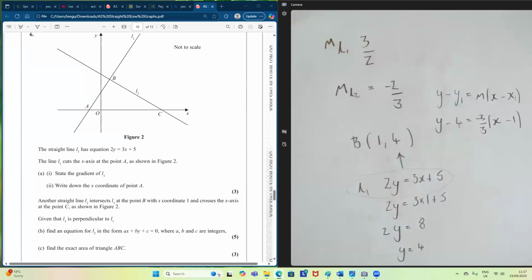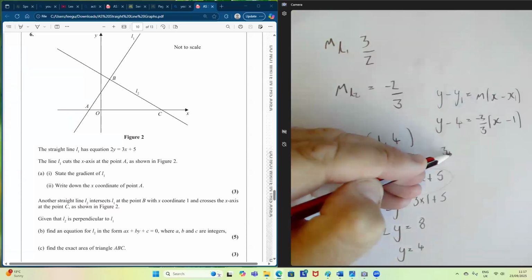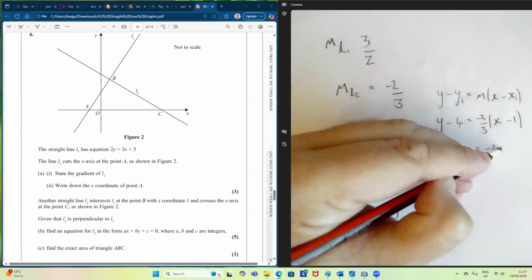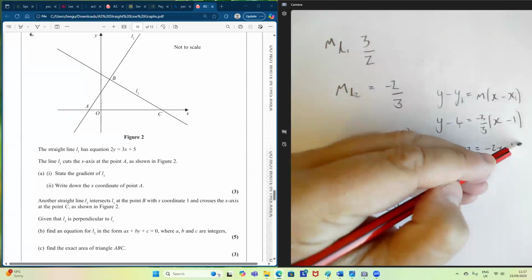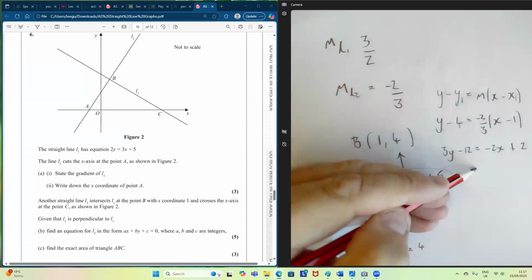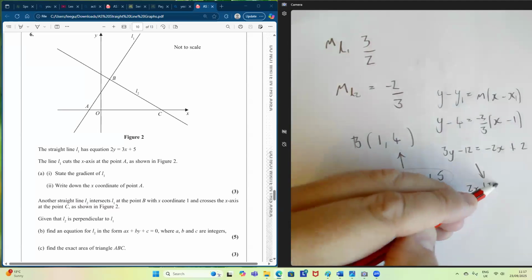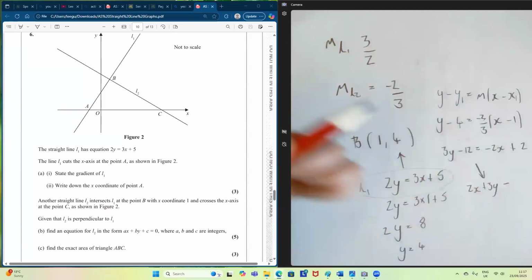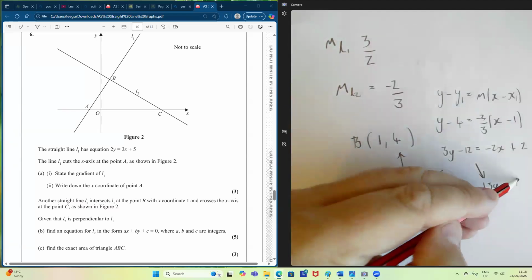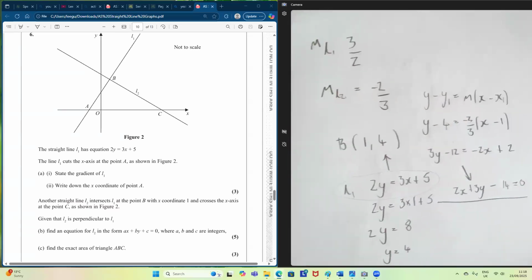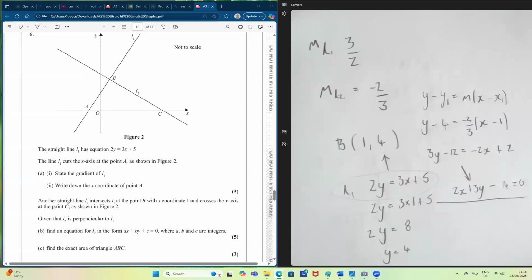So we can times now everything by 3, giving us 3y minus 12 equals minus 2x, and that's going to be plus 2. If we get everything over one side, we end up with 2x plus 3y minus 14 is equal to 0. And that is our 5 marks done for part B now. Perfect. Let's move our attention now to part C.